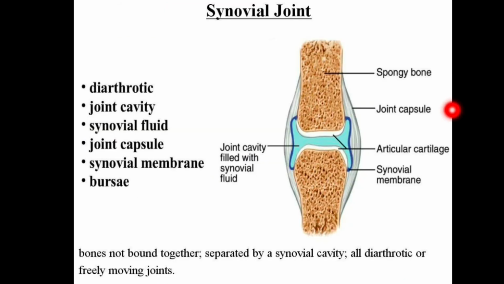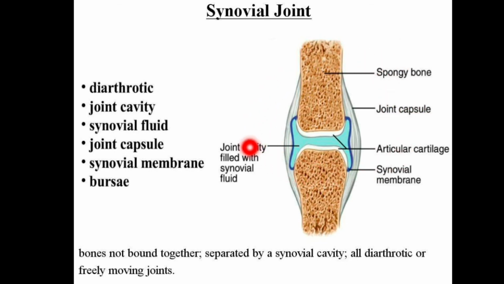So you can see here the synovial joint. This is the spongy bone and this is another bone. This is called the synovial membrane. This is the joint cavity filled with synovial fluid. This is the articular cartilage and this is the joint capsule. So here are the parts of the synovial joint.